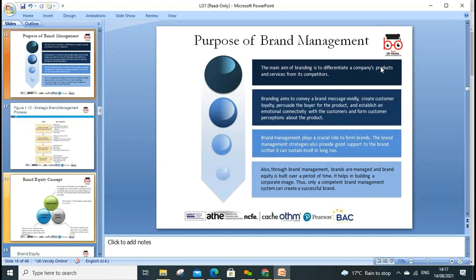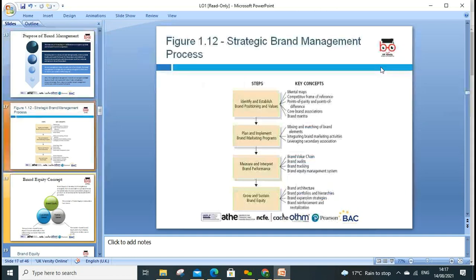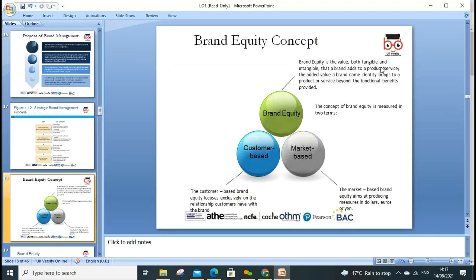So the purpose of brand management, the main objective of the brand, is to compete, differentiate the company's product, and gain market advantages. If we're not doing it, we really can't sustain. Strategic brand management means to identify and establish the brand positioning and value, plan and implement the brand marketing program, and interpret the brand performance and brand equity. Brand equity is very important.